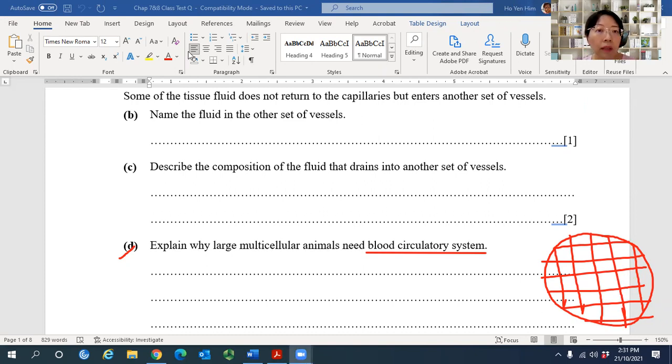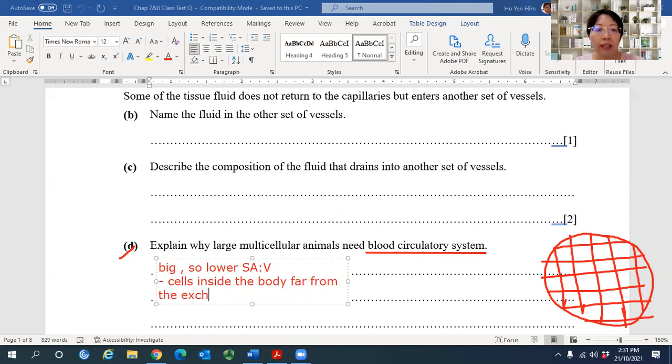The problem is that when the organism is multicellular and big, it has a lower surface area to volume ratio. This is what all of you have learned, right? So what problem do you have here now? In this case, a lot of cells are far away. So cells inside the body are far from the exchange surfaces. Exchange surfaces means this layer here.